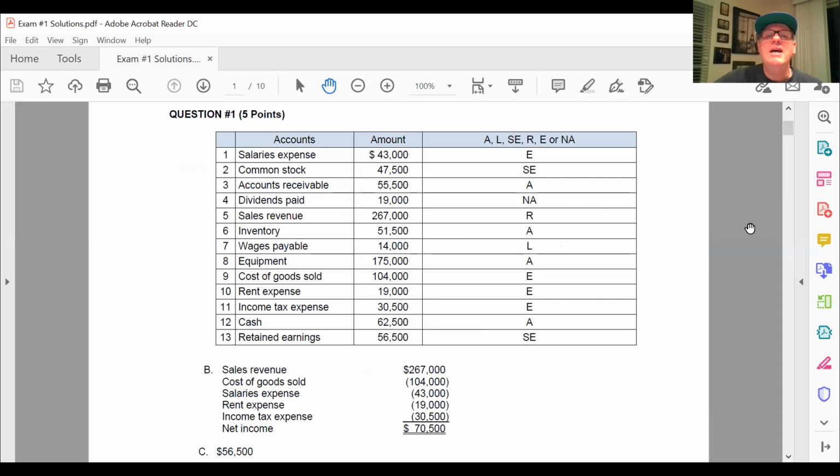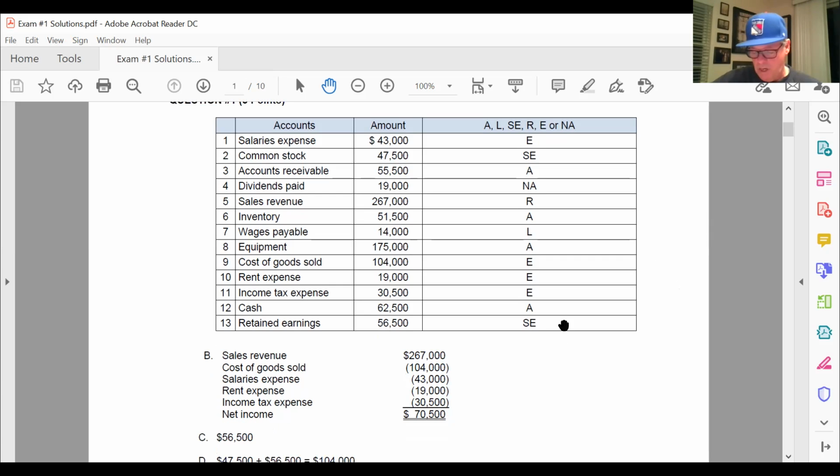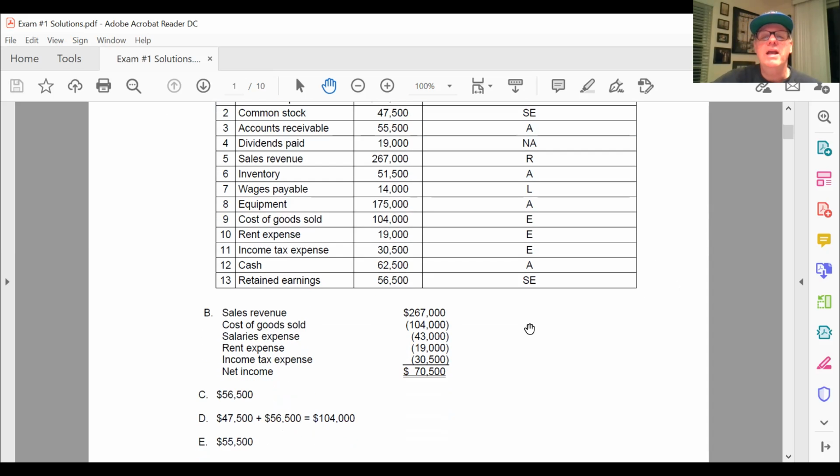Generally, when dividends are declared, they recognize the dividends as a dividend payable. So when you actually pay the dividend, you're reducing a liability account. So dividends paid will show up on the statement of cash flows, but it's neither an asset, liability, stockholders' equity, revenue, nor expense account, so it's not applicable. In B, they wanted us to compute the net income for the period. So there's my net income for the period. You had to look at these accounts and choose the ones that you thought belong there.